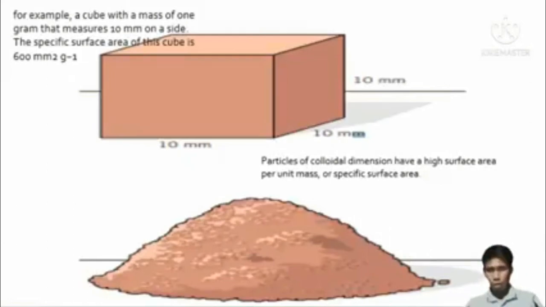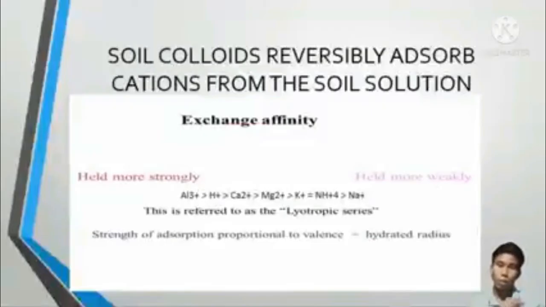Okay, so these particles of colloidal dimension have high surface area per unit mass, or specific surface area. This is an example of the factors: colloids present a large specific surface and a large number of charges. Soil colloids reversibly adsorb cations from the soil solution.